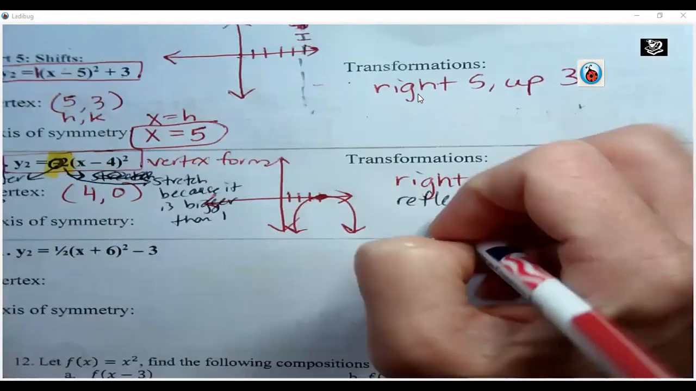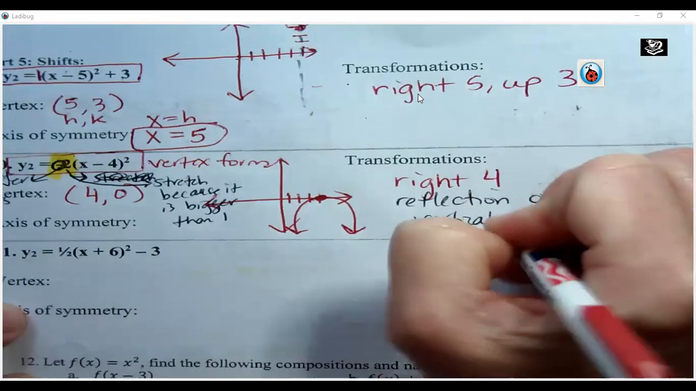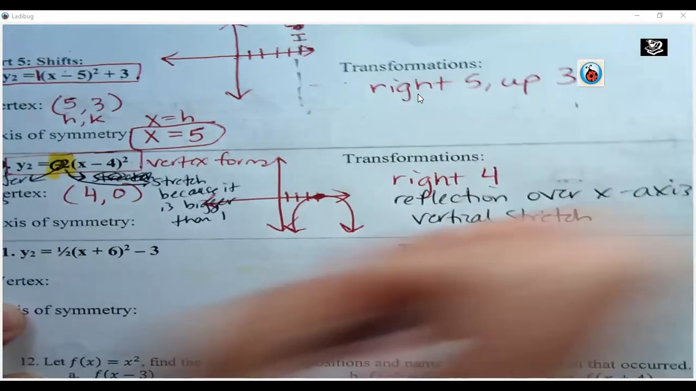I have a question. Yep. So why is it not -2 anymore when you're dilating it?